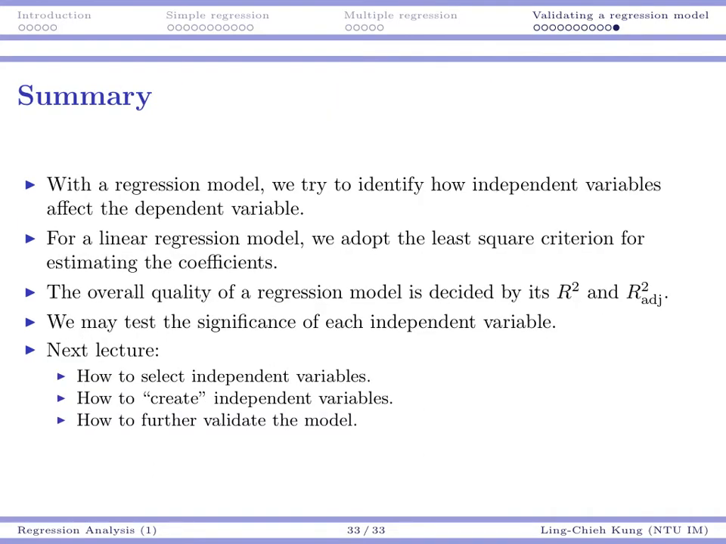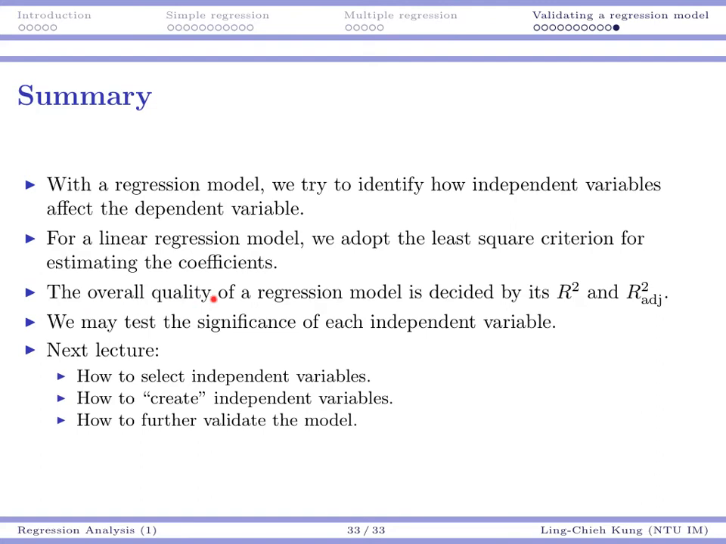Okay, now it's time to summarize what we have up to now. We know what a regression model is. We basically know that it's trying to identify how independent variables affect dependent variables. For a linear regression model, we adopt the least squares approximation for estimating the coefficients. You don't really need to do the calculation by yourself, but you know the concept. What we are trying to do is to find a straight line or a plane or whatever, a linear function, so that the sum of squared errors is minimized.